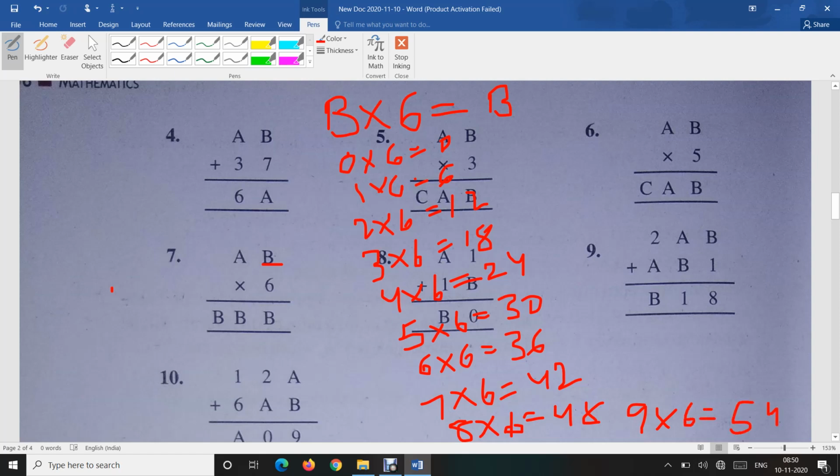That means the table of 6. You can write the table of 6 simply: 6 ones are 6, 6 twos are 12, 6 threes are 18, 6 fours are 24, and so on. Okay, so you should have a number whose unit digit is also the same.